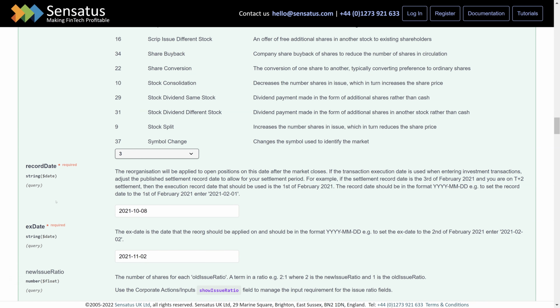Set the record date to the date that the client took up the rights. In this example, we will set the record date to the 8th of October 2021. Set the ex-date to the 2nd of November 2021, or the date that your clearer issued the shares.